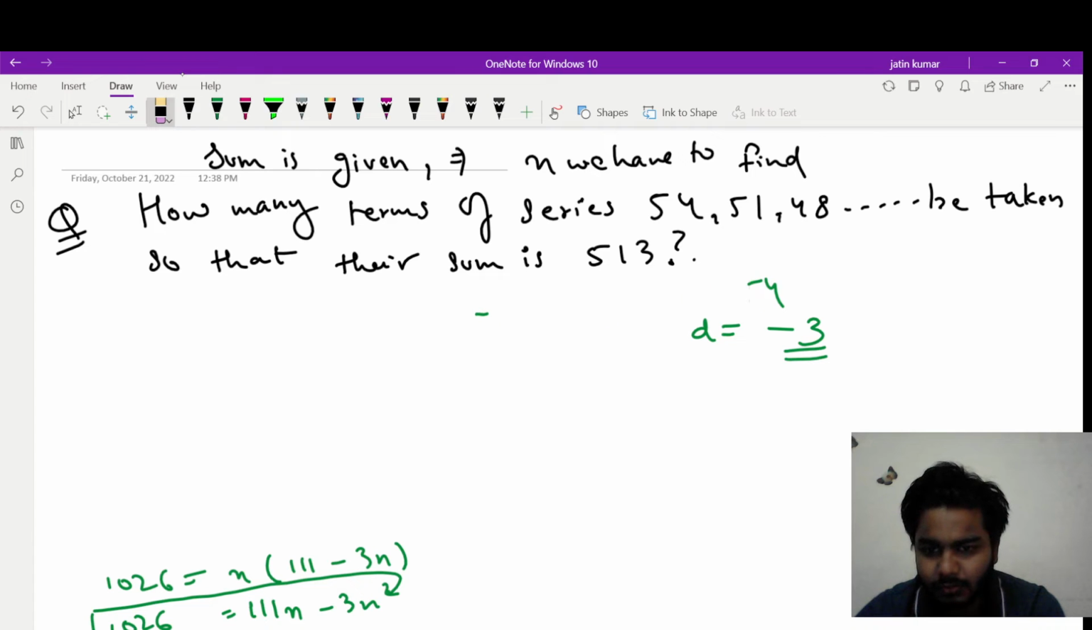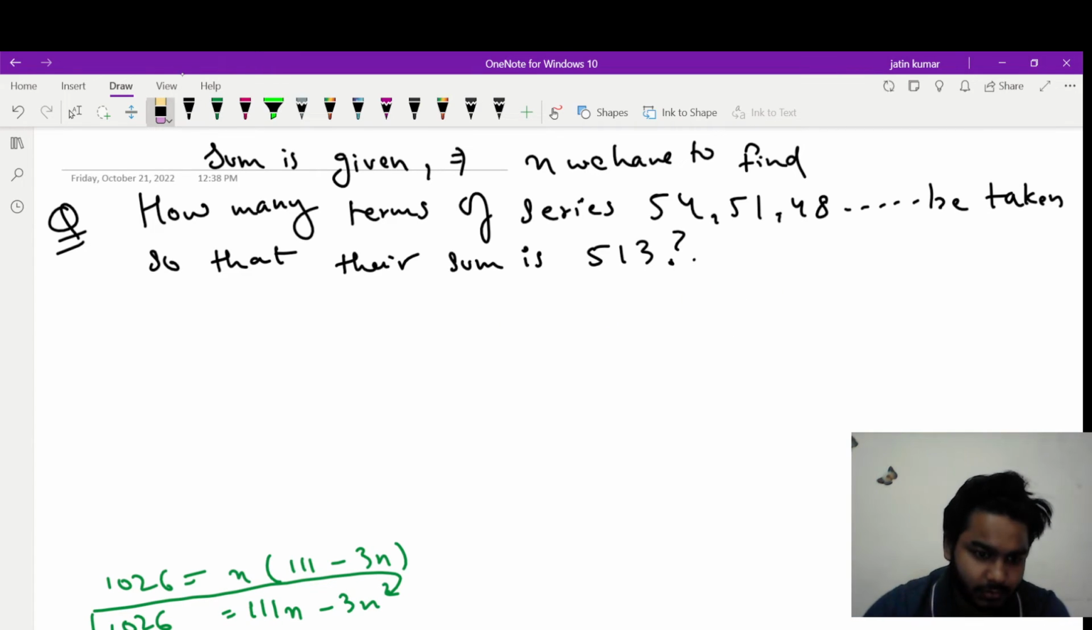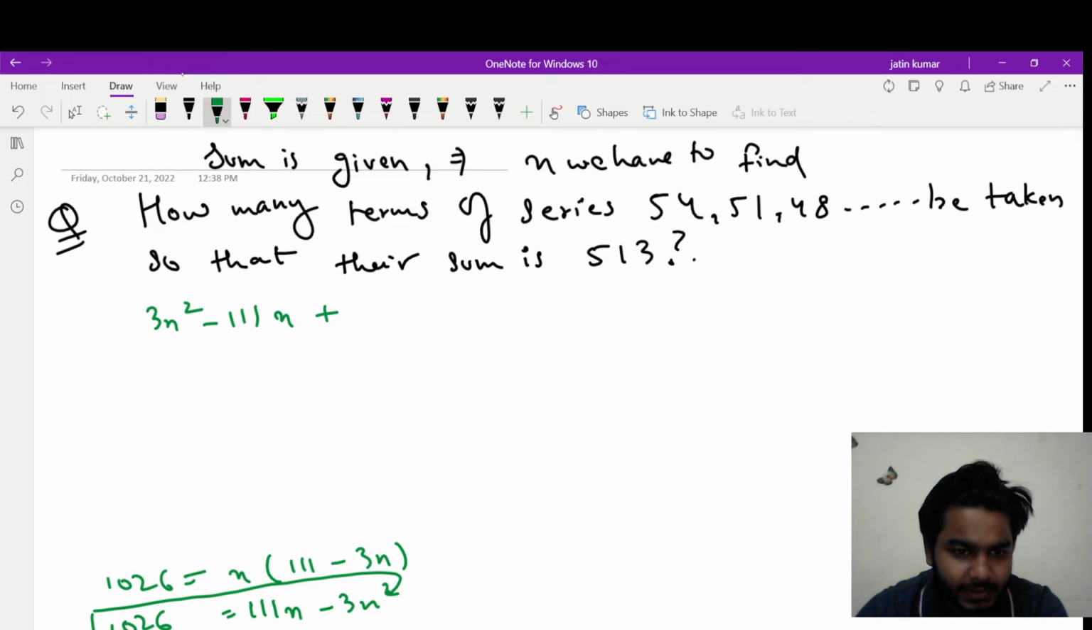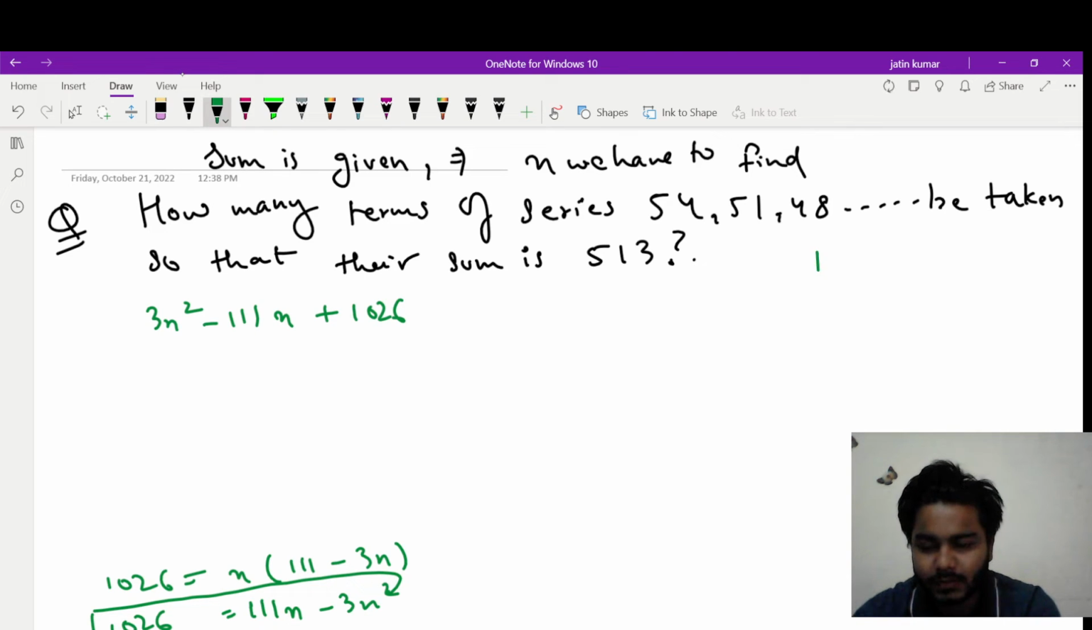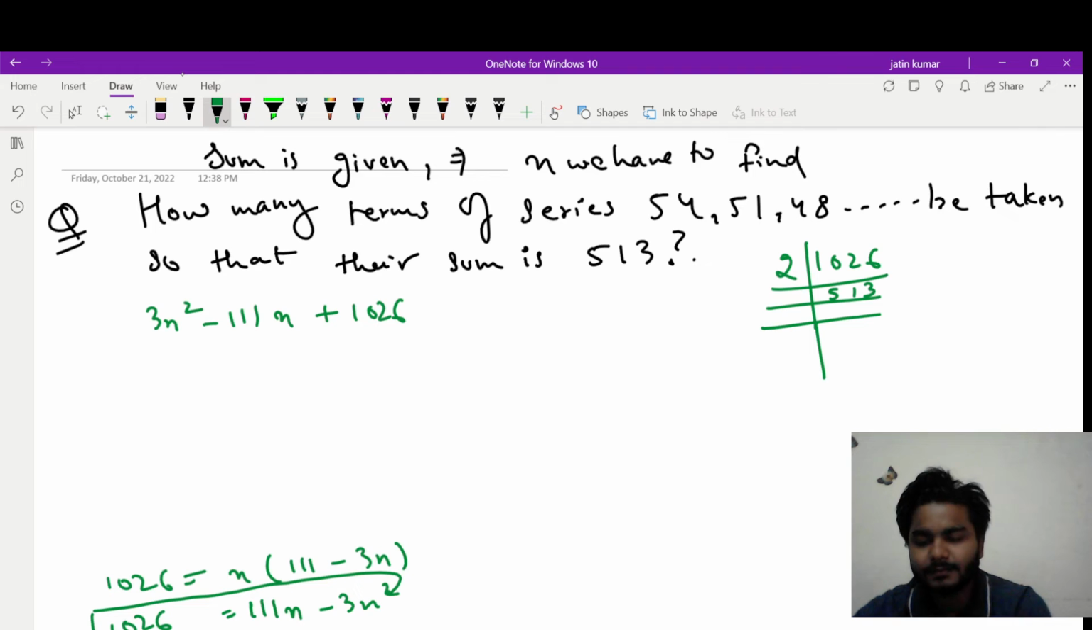Now I think you can do it on your own. Shall I do it? Let's see if it works. 3n square minus 111n plus 1026. Find the LCM of 1026. So 2, 513. Okay.